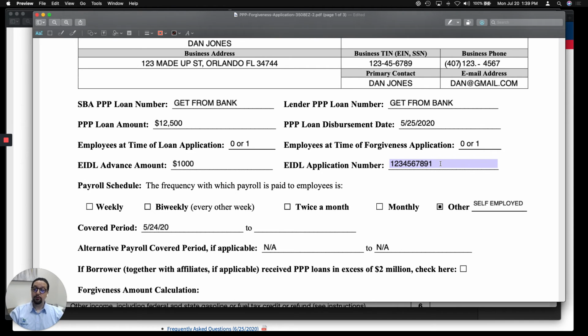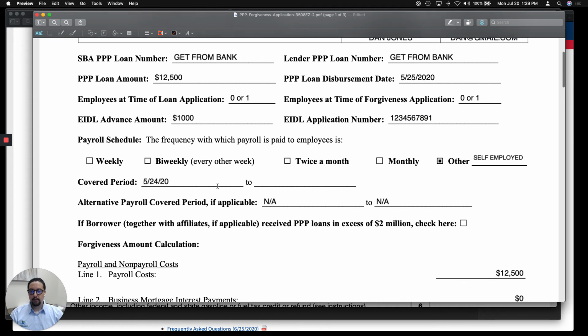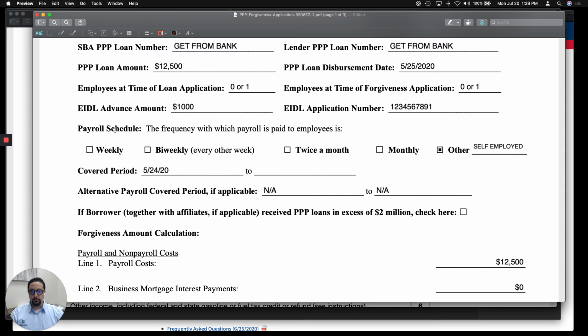Remember, that's only if you got the EIDL grant or loan. If you did not get the EIDL grant, then you put 0 here, and for EIDL application number, put NA, non-applicable. Okay, under the payroll schedule, you need to check one of these boxes. Now, it says if your payroll is weekly, bi-weekly, twice a month, or monthly, but as self-employed, we're going to check other and fill out self-employed on this line.